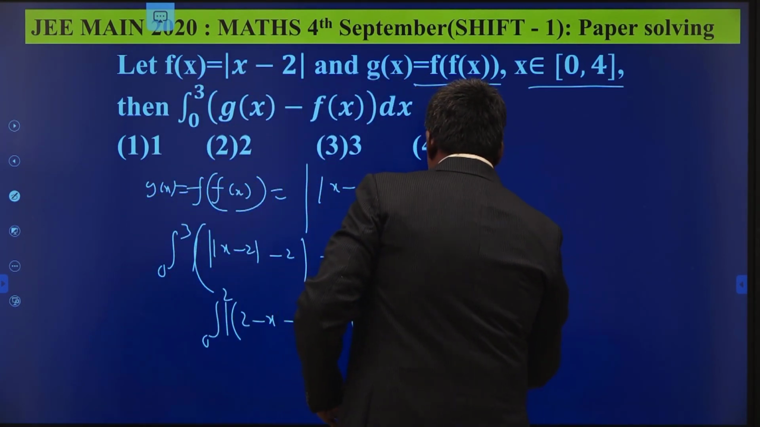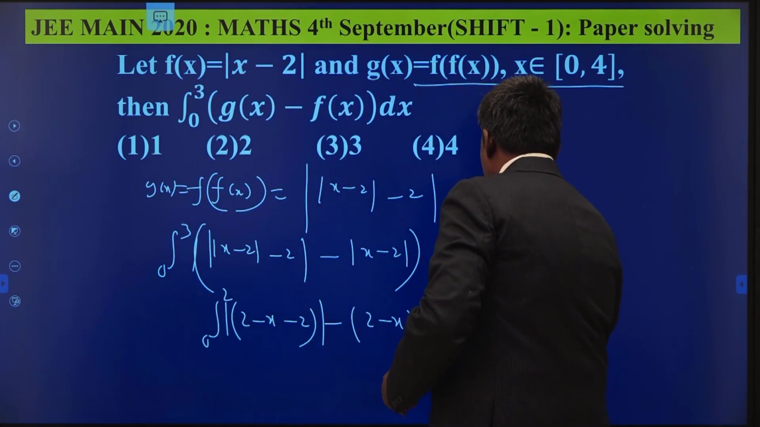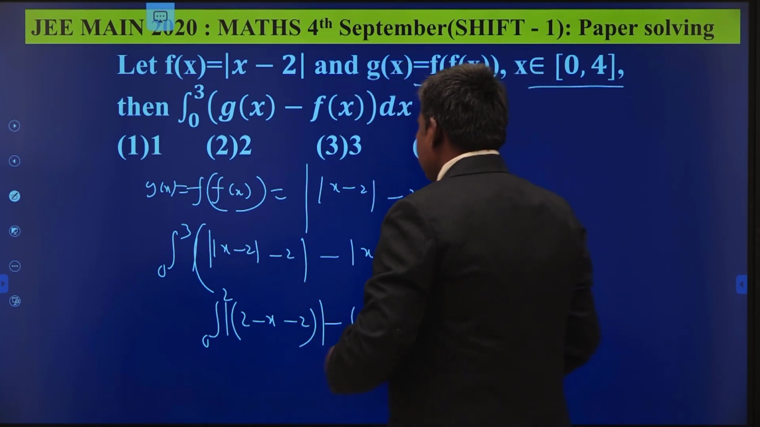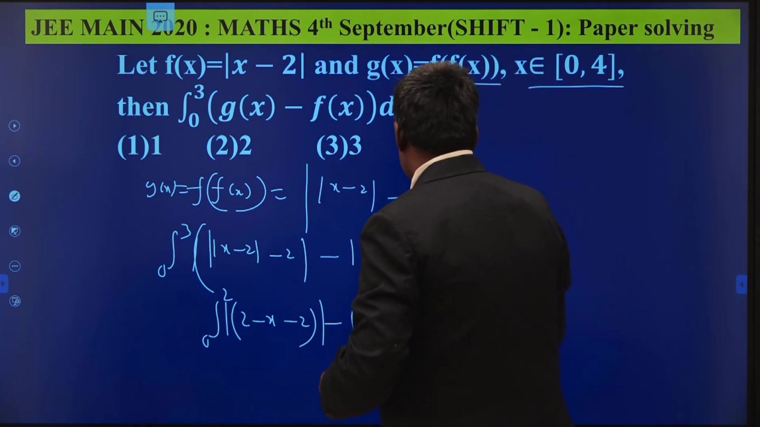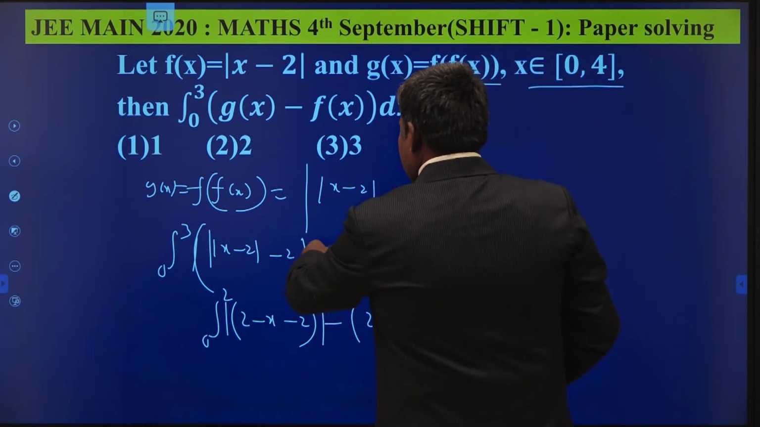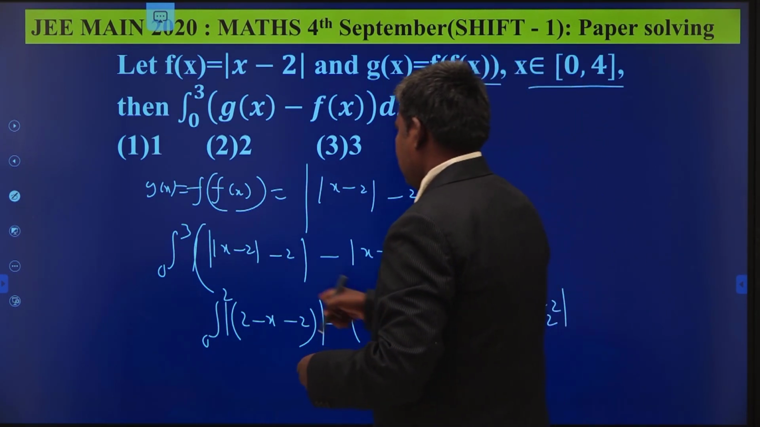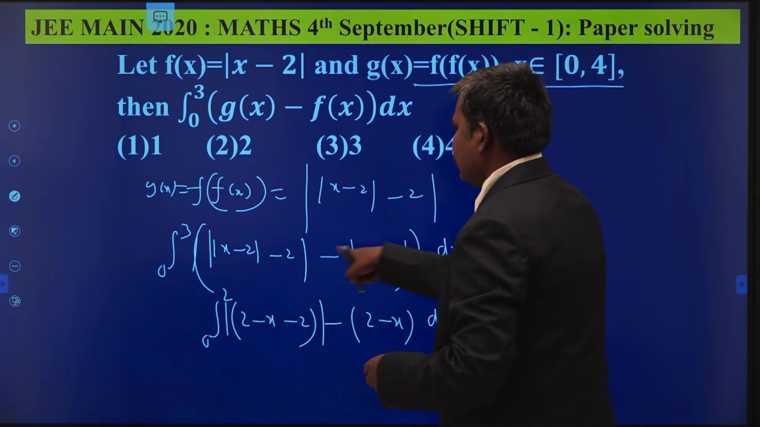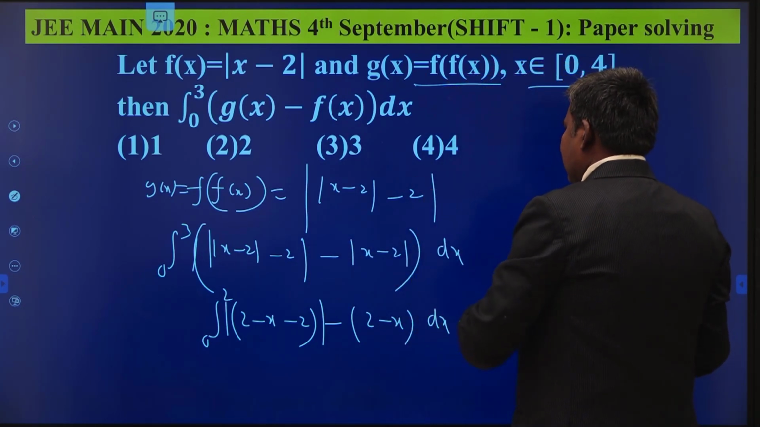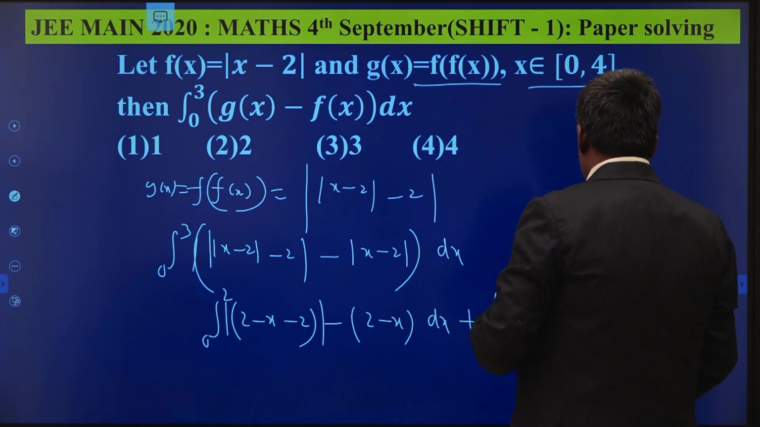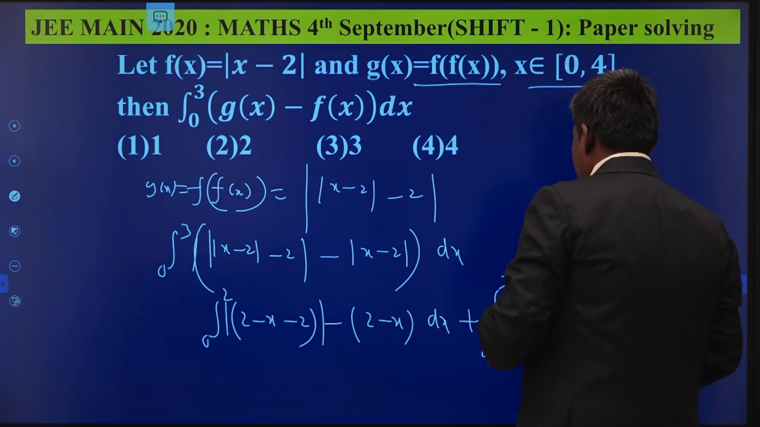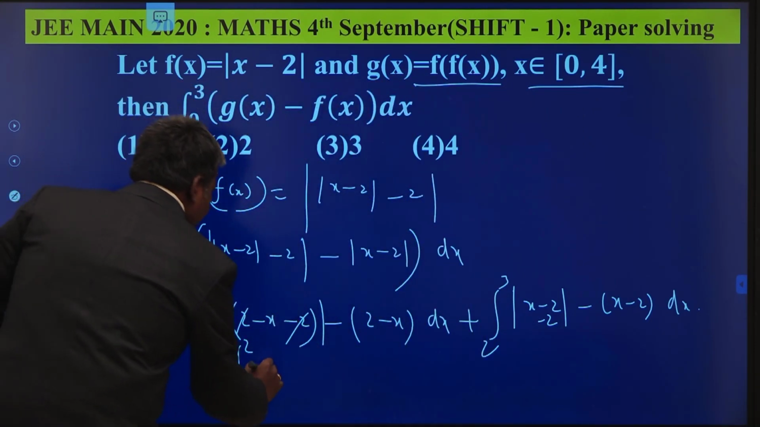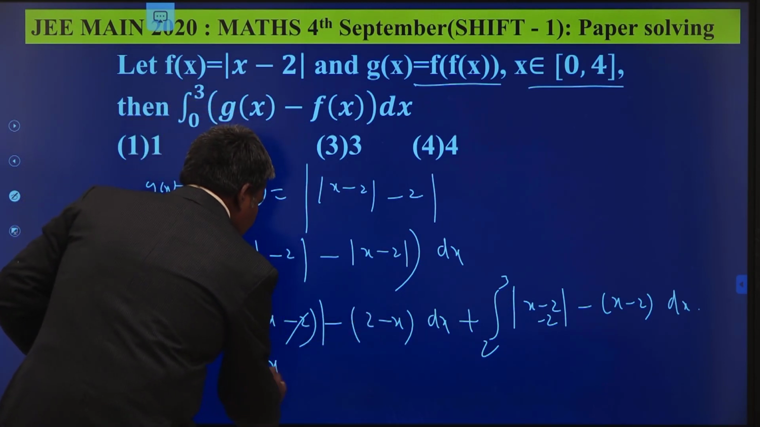Again plus integral 2 to 3. Integral 2 to 3, what about modulus of x minus 2? x minus 2 itself. x minus 2 minus 2 is there. This is x minus 2 minus 2 minus of what? In 2 to 3, x minus 2 itself, dx. This 2 gets cancelled. Integral 0 to 2 modulus of minus x, we mean x minus 2 plus x, that is 2x minus 2.